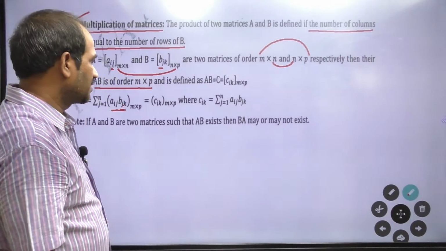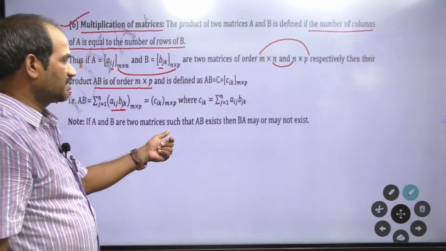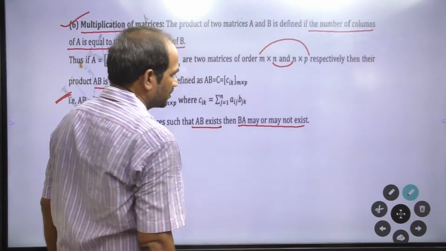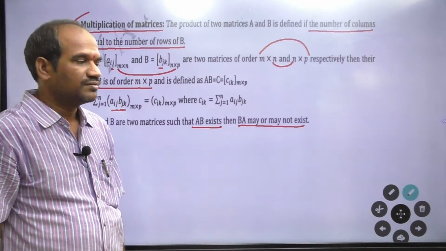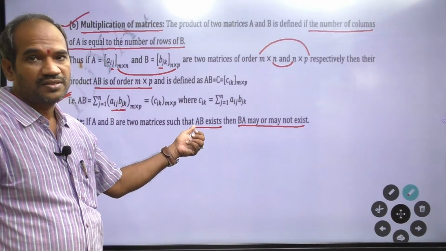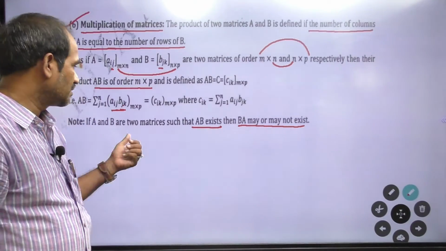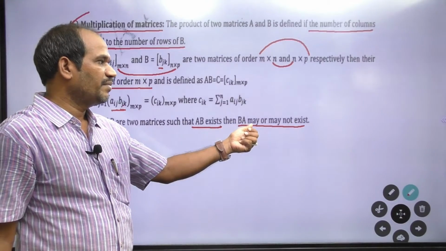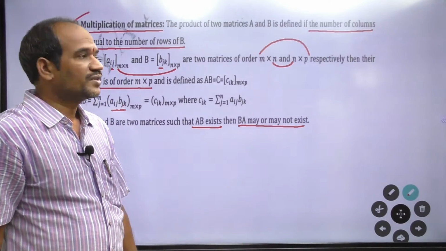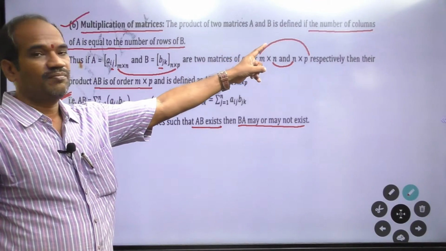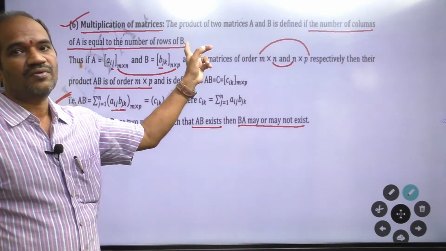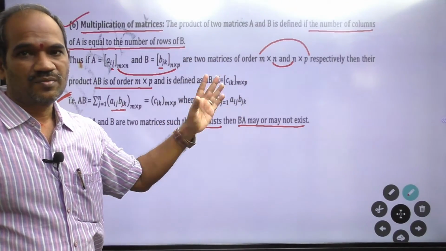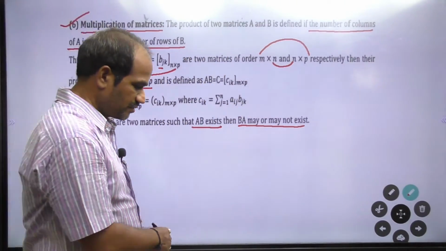Next, if A and B are two matrices such that AB exists, then BA may or may not exist. AB exists means the number of columns of A is equal to the number of rows of B. So this note says that if AB exists, then BA may or may not exist. The product of matrices requires the number of columns of A to equal the number of rows of B. Then the product is possible. Next one.